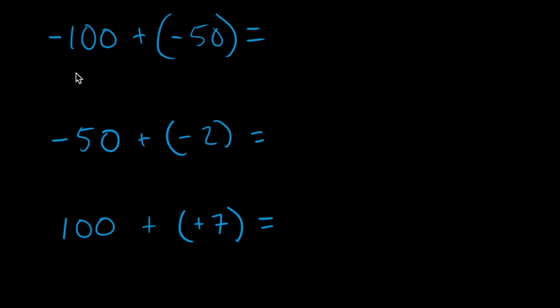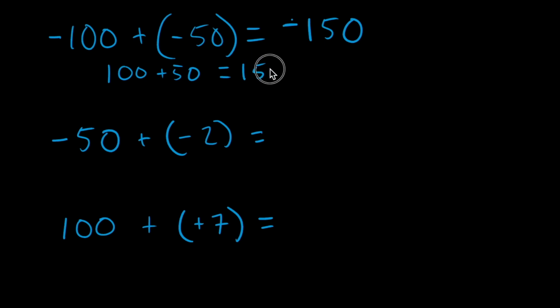Okay, now I am looking at negative 100 plus negative 50. So we need to use that rule where if you are adding 2 numbers, they both have the same sign, you add them and keep the same sign. So your answer should be negative 150, because you add them. It gives you 150, and you want to keep the same sign.